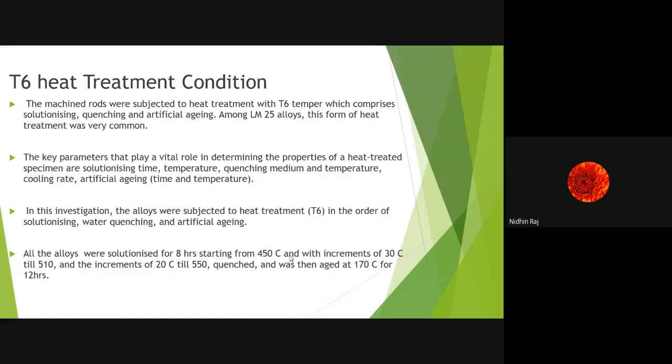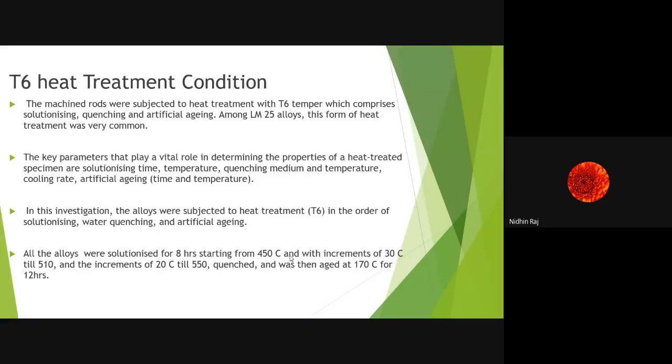Okay, so all these become important factors in determining the final properties of the alloy. Factors like solutionizing time, solutionizing temperature, quenching medium, cooling rate, and the artificial aging time and temperature all become important here. Now the reason for solutionizing: the solutionizing was carried out basically to bring the alloying elements optimum hardening solution into the aluminum matrix's solid solution.